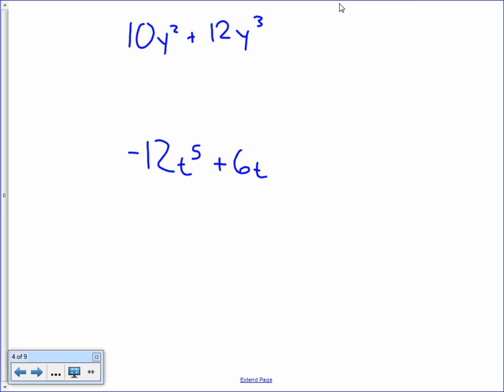So a few more. I got 10y squared plus 12y to the third. I can divide 2 out of both coefficients. I have a y squared and a y to the third. Use the lower power. Use the y squared. 2y squared times what will give me 10y squared? That'll be a 5. And 2y squared times what will give me 12y to the third? That'll be a 6y. Okay, so remember, y squared and y will give me y to the third.